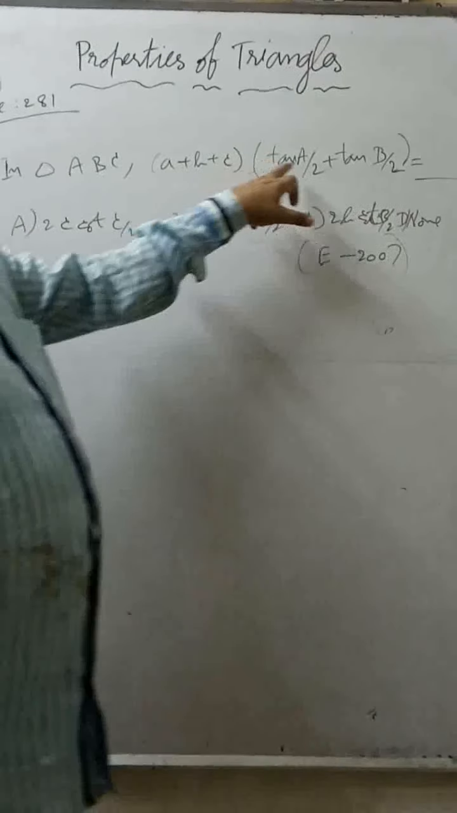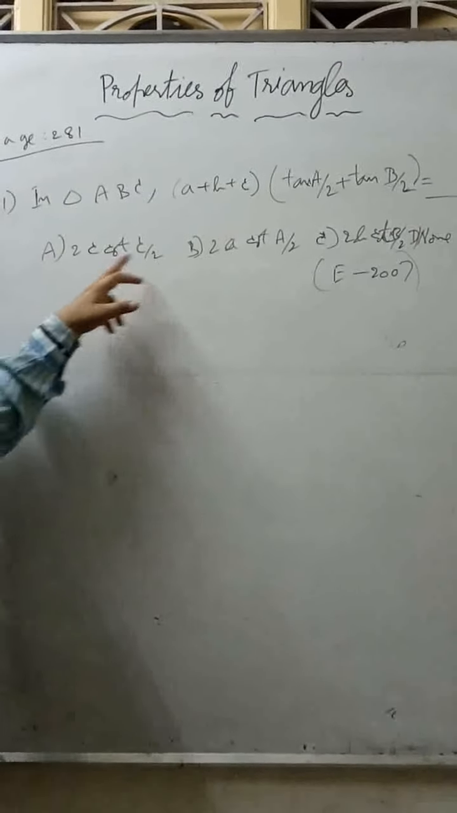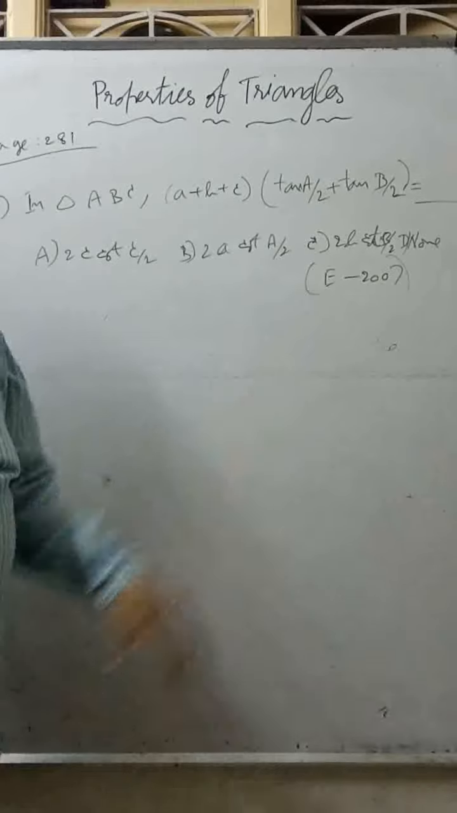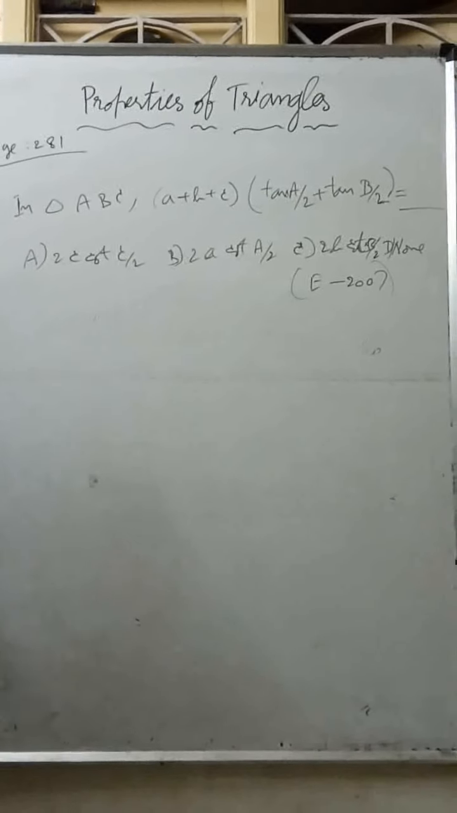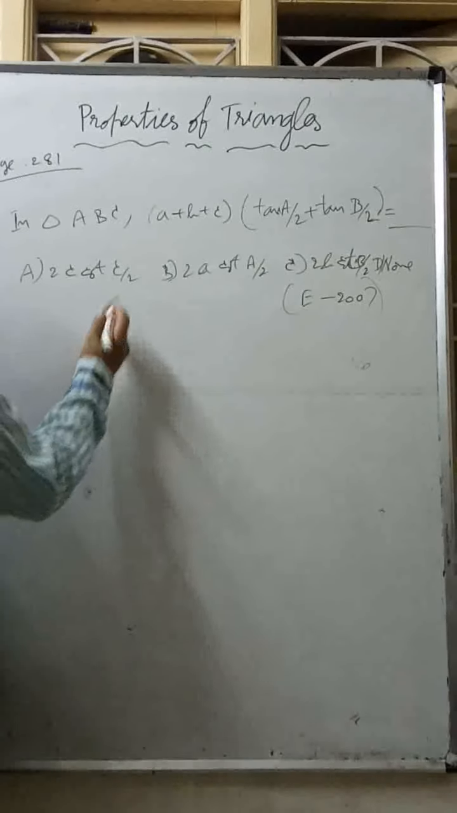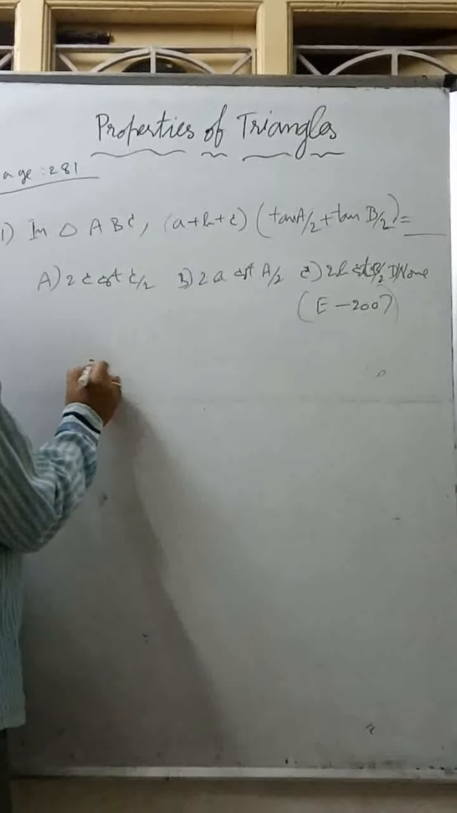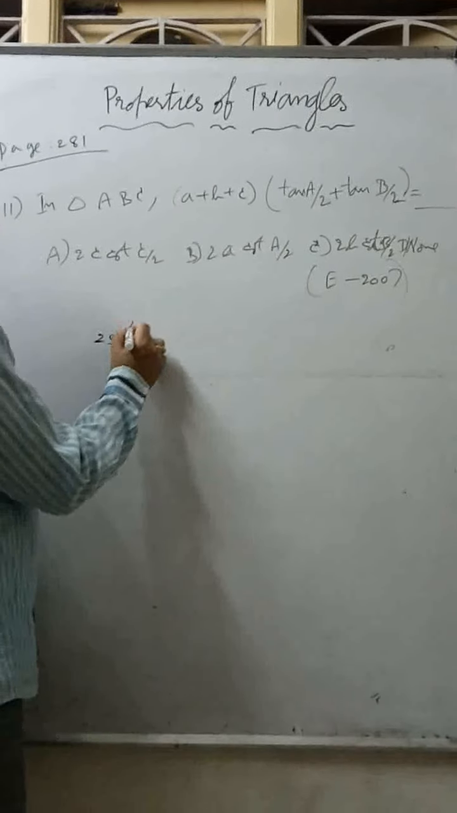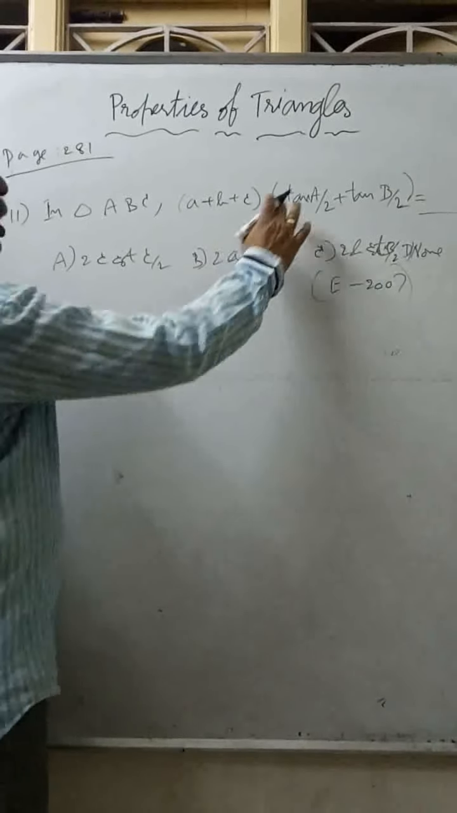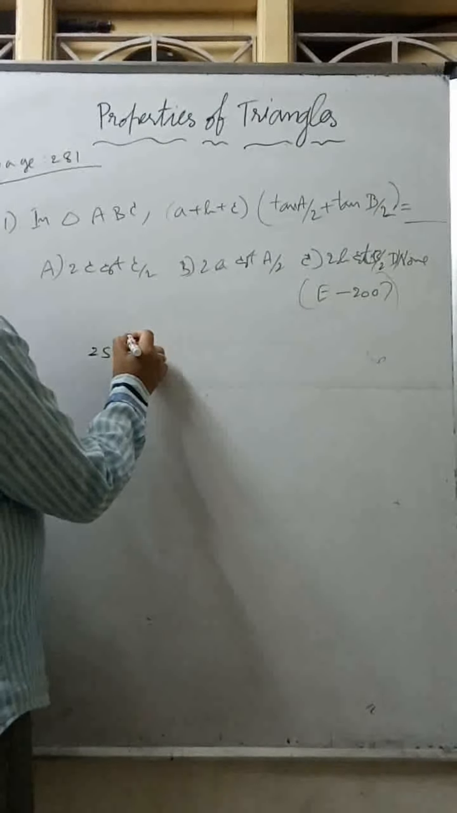Next question: (a + b + c)(tan(A/2) + tan(B/2)) equals dash. Options: 2c cot(C/2), 2a cot(A/2), 2b cot(B/2), and none of these. Which is the correct option? Same procedure. a plus b plus c, if you want, you can write as 2s. So I will write it as 2s. a plus b plus c is 2s. Now the tan(A/2) value, we know what the tan(A/2) value is.